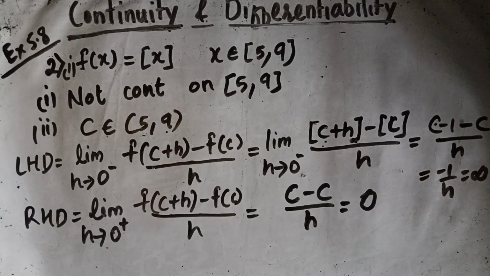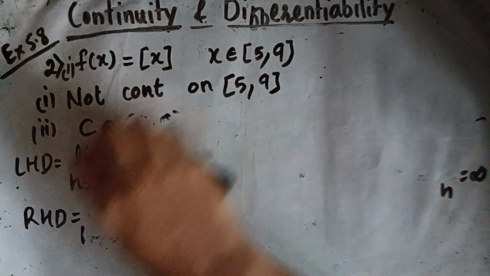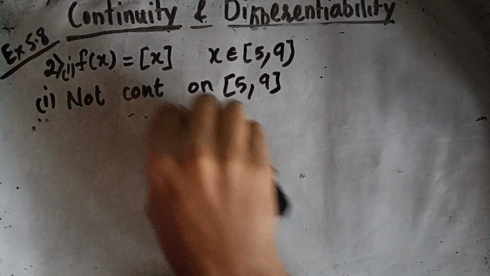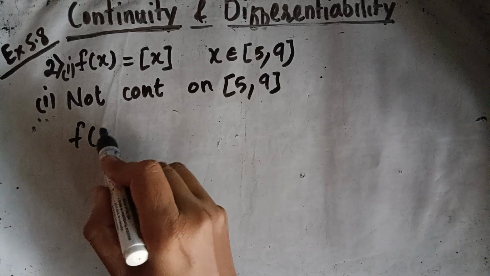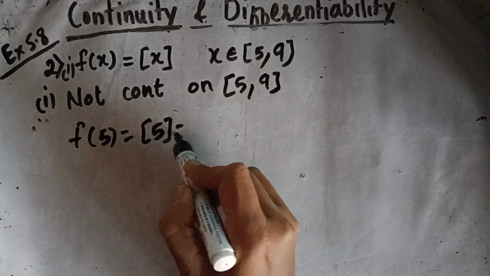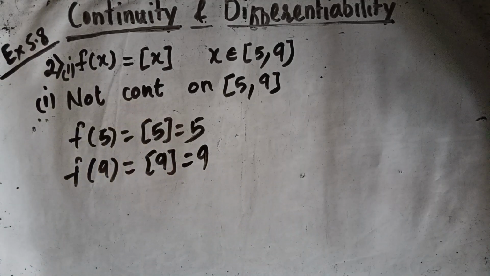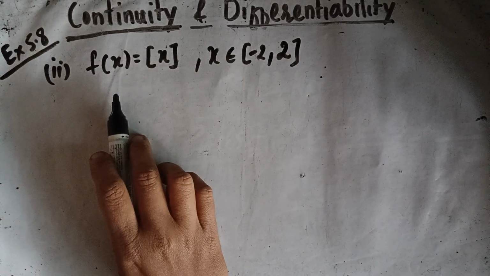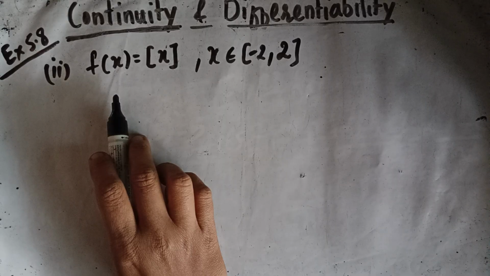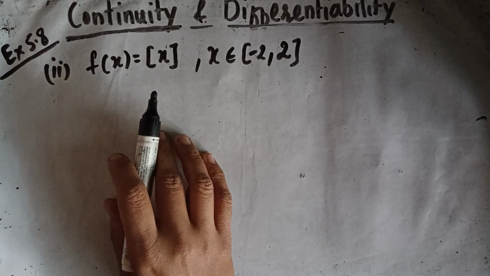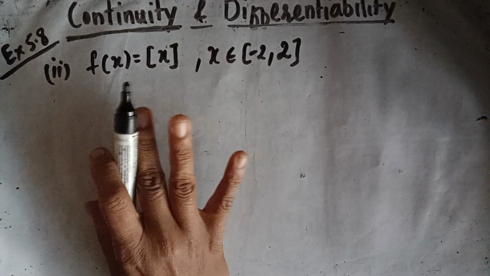Then the third thing we have to see is f of 5 and f of 9. That is also not equal, as f of 5 will be 5 and f of 9 will be 9. So this function does not obey Rolle's theorem. For the second one, also it is given the greatest integer function. So the same steps you have to follow. So here also Rolle's theorem is not applicable.